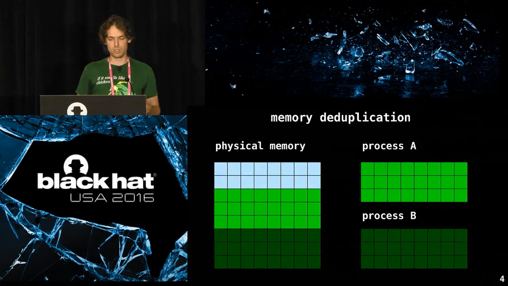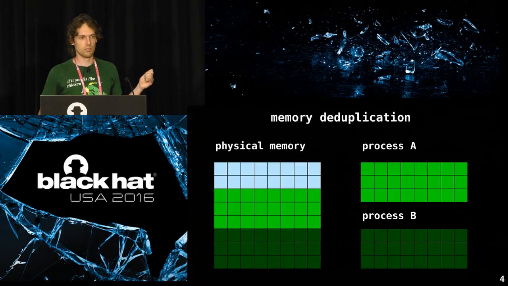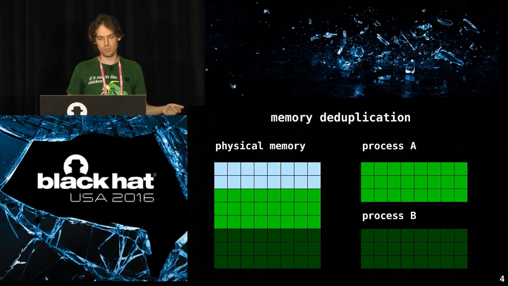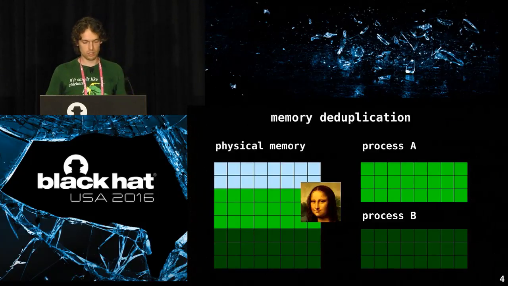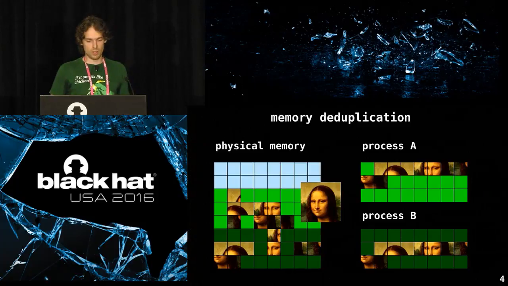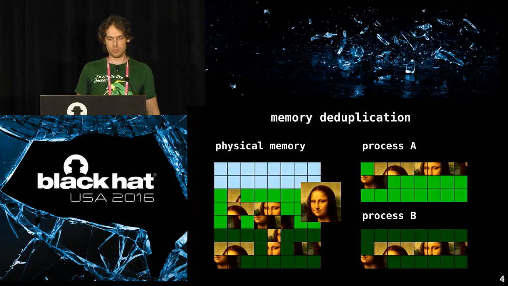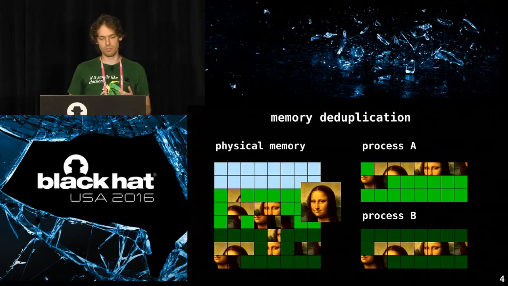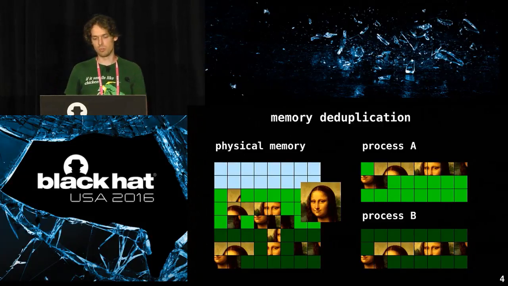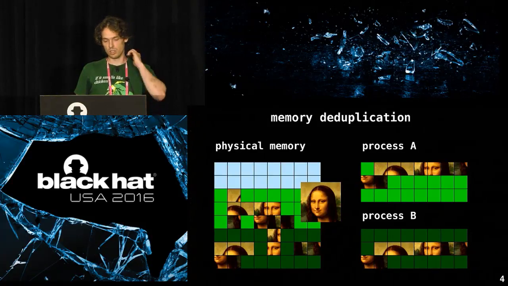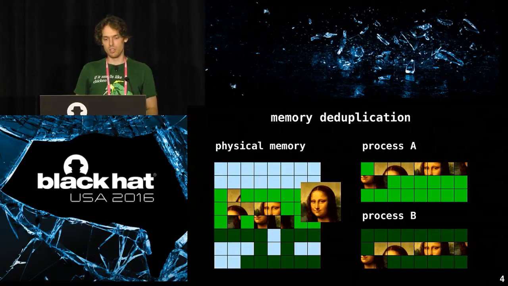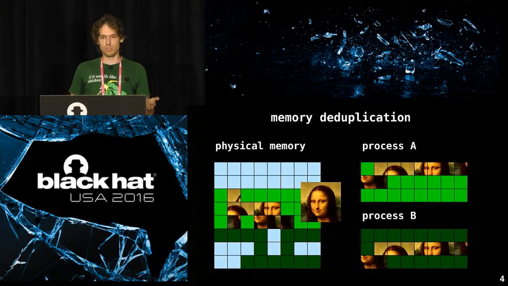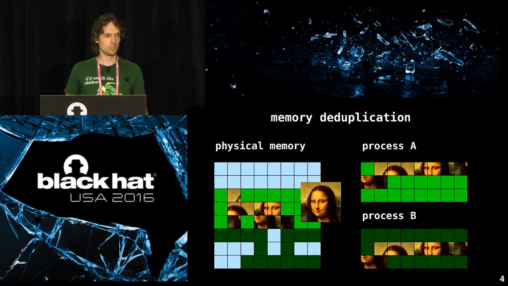So how does it work? The left side is a figure of the physical memory of the system. On the right side, you have the virtual memory of two processes. Say both processes have the same image of the Mona Lisa in their address space. The operating system or the hypervisor can do a sweep and detect that both processes have the same page contents in their address space. It can point both virtual addresses to the same address, and then free up the memory that was used by the second copy.